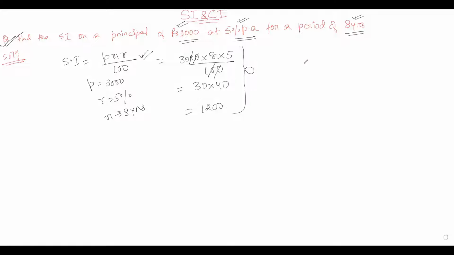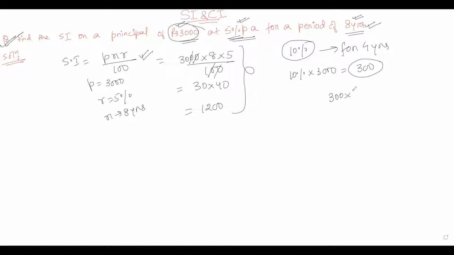Or else we can think in this way: the simple interest has to be calculated on this principal at 5% for 8 years. So instead of 5% for 8 years, can I say this can be thought of as 10% for 4 years? So in that case, we need to simply calculate the 10% for 3,000. So 10% of 3,000 would be simply 300. This is the interest for 1 year, and we know that the simple interest is the same for every year. So for 4 years, we need to simply multiply it by 4. So that will give us 1200 again. So either you can use this formula, which is PNR upon 100, or simply you can go by the logic to find the simple interest.